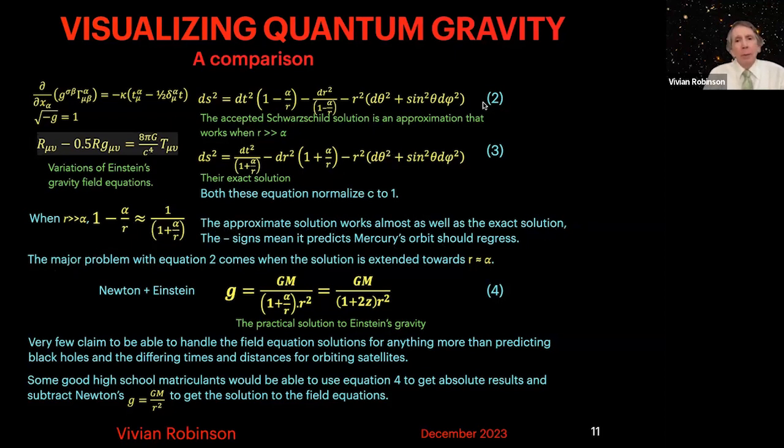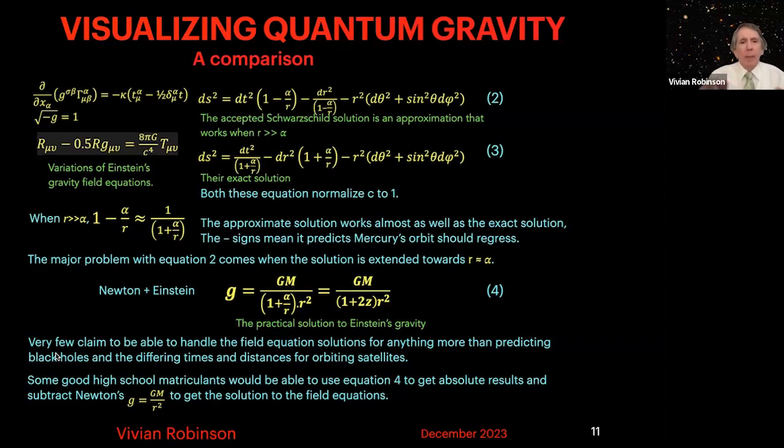The major problem with equation 2 comes when the solution is extended to r approximately equal alpha. What you get, this term becomes 0, this whole term becomes infinity, gravity is so strong, black holes. Yet really, all this complexity, when combined with Newton's work, just gives this equation. I mean, this is the practical solution to Einstein's gravity.